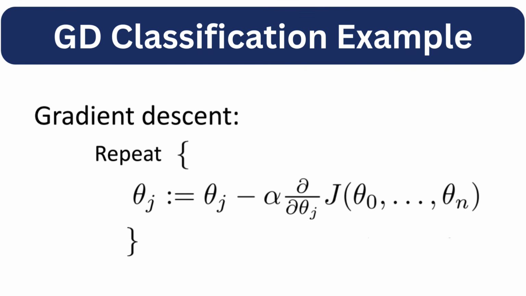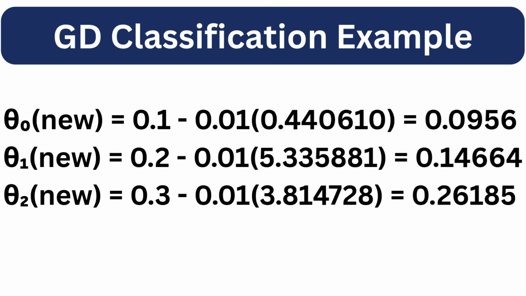For this we require a learning rate. The learning rate that we have chosen is 0.01. The equation to update the weight for theta 0 would be: new theta 0 equals old theta 0 minus the learning rate times the derivative of the loss function with respect to theta 0. Once we put in all the values, the new theta 0 becomes 0.0955.